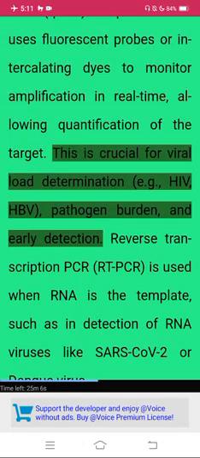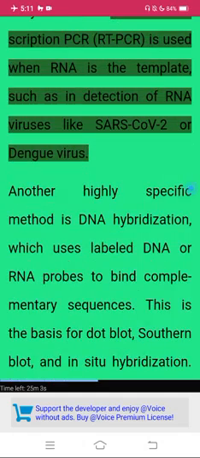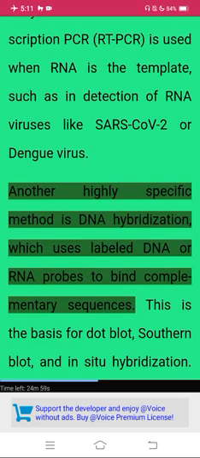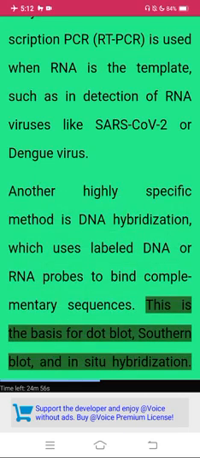This is crucial for viral load determination, e.g., HIV, HPV, pathogen burden, and early detection. Reverse transcription PCR (RT-PCR) is used when RNA is a template, such as in detection of RNA viruses like SARS-CoV-2 or dengue virus. Another highly specific method is DNA hybridization, which uses labeled DNA or RNA probes to bind complementary sequences. This is the basis for dot blot, Southern blot, and in situ hybridization.